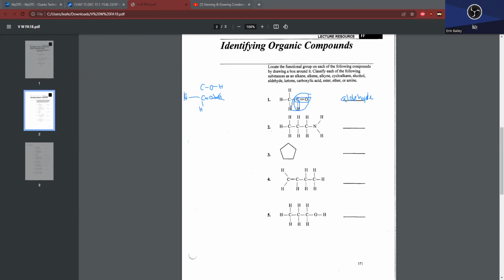Everything else is just hydrogen, carbon, hydrogen, carbon. Those are just hydrocarbons. They're not going to be functional groups. They're just going to be alkanes, which we've already gone over. Okay, so once again, I just see a bunch of alkanes right here.